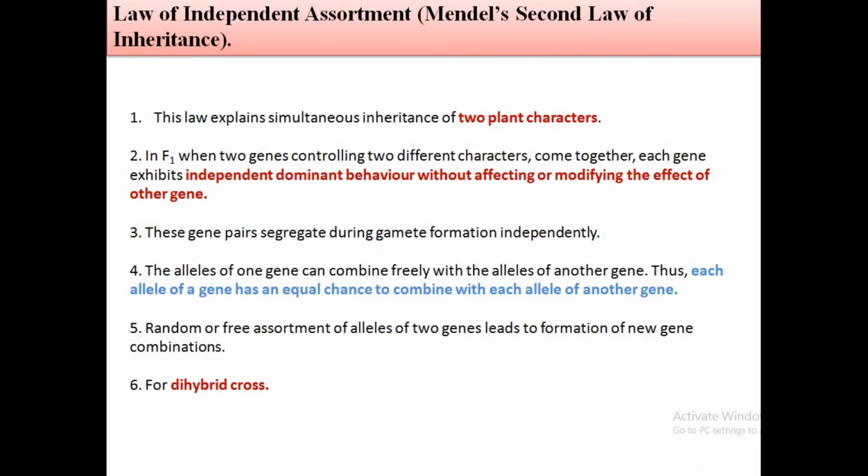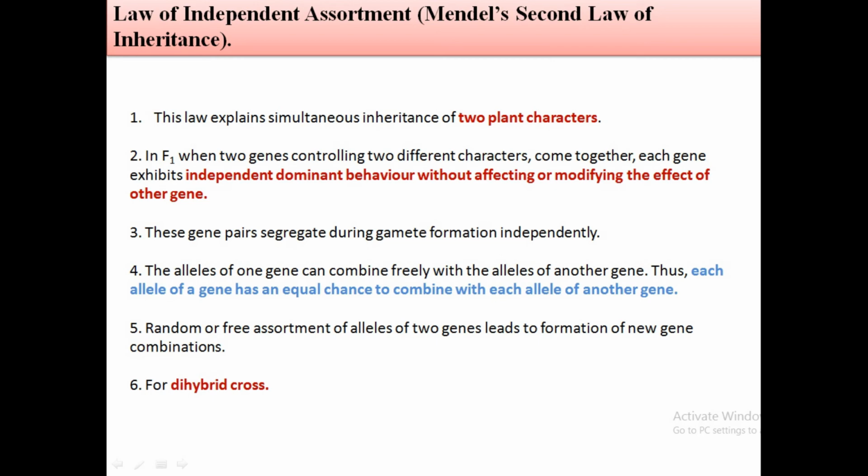And the law of independent assortment, Mendel's second law of inheritance. This law explains simultaneous inheritance of two plant characters. In the case of the monohybrid cross, we are dealing with one plant character, in the case of Mendel's first law of inheritance. But here we are dealing with two plant characters.